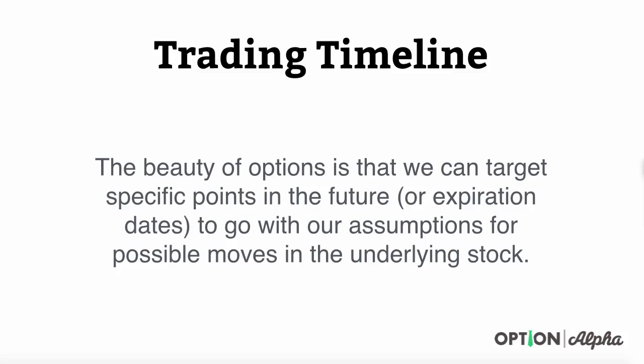I want to talk about trading timeline with your options trades, because this can sometimes be a little bit confusing for people as you get started. With options, we know that the beauty of them is that we can target specific points in the future or expiration dates to go with our assumptions for possible moves in the underlying stock, but it can sometimes be hard to know how far out we go, right? We have this ability with options to trade at any point in the future and target that expiration. Just when do we use it and when don't we? So we're going to go through that in this video.